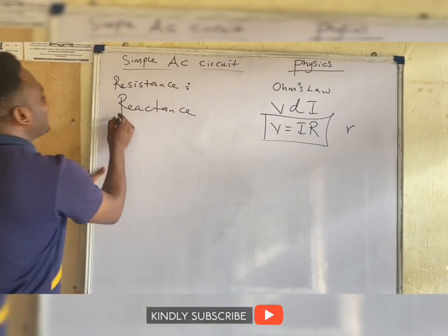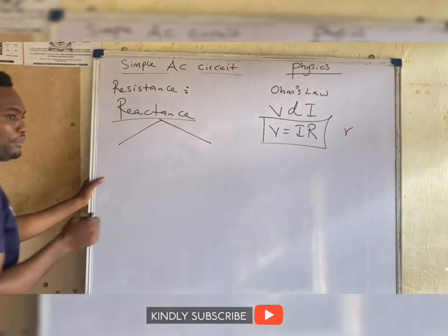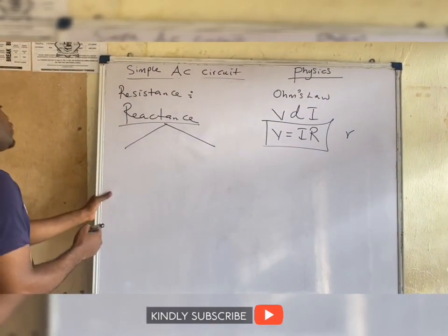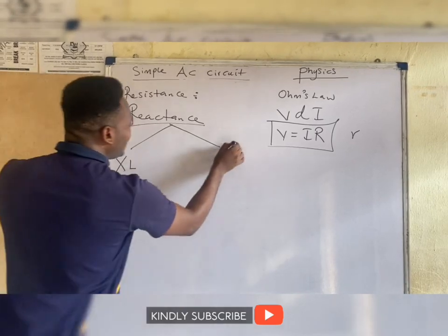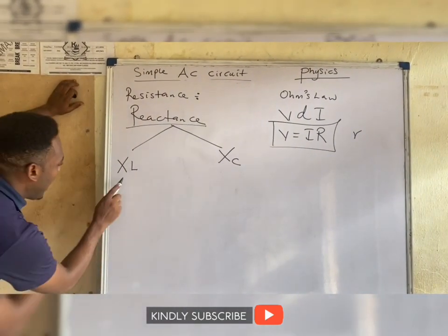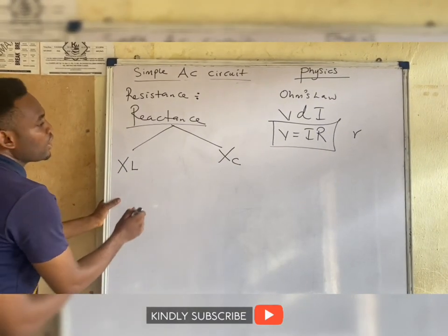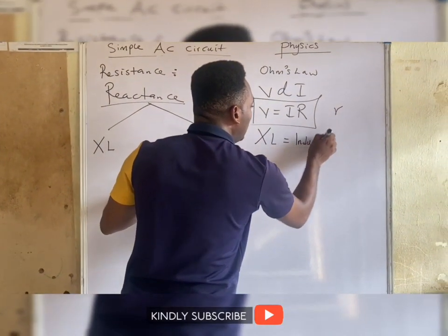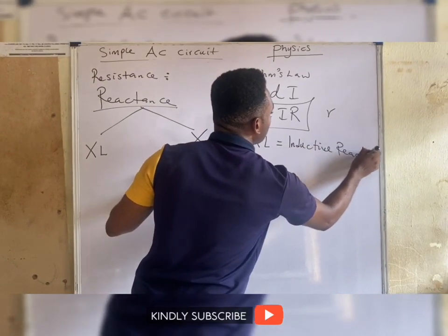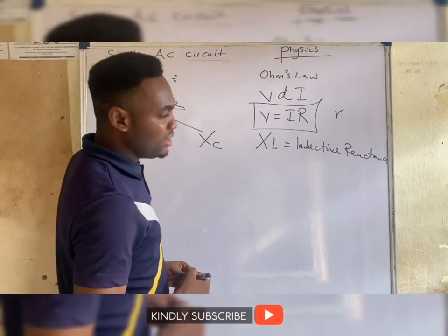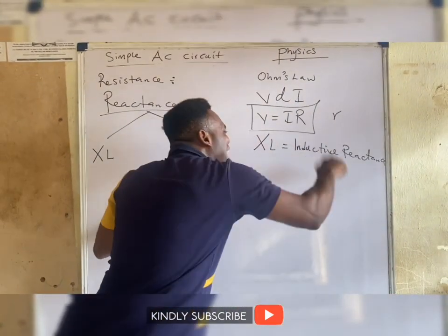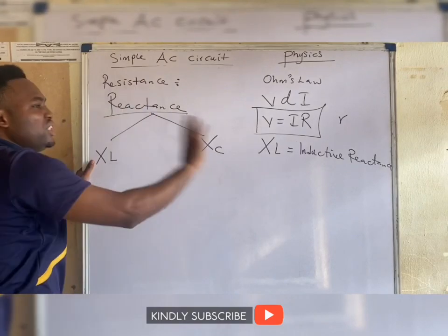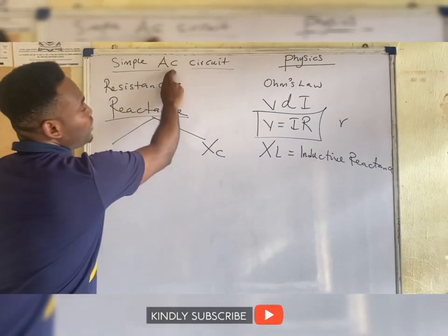Reactance is of two types. We have the capacitive reactance and the inductive reactance. I will call them XL and XC. Whenever we see XL or XC, what does it mean? XL stands for inductive reactance. This is a resistance delivered by an inductor, that's why we call it inductive reactance. Of course, reactance is the opposition given to the flow of current in an AC circuit.